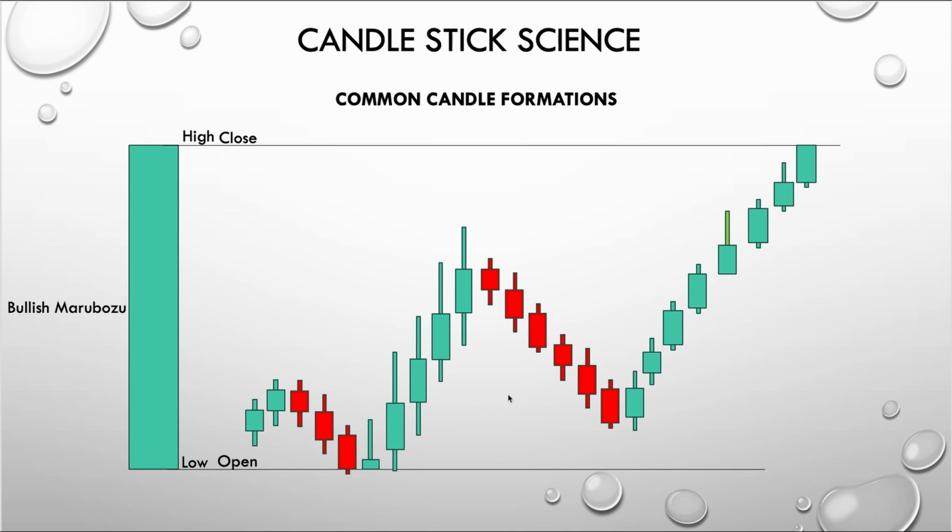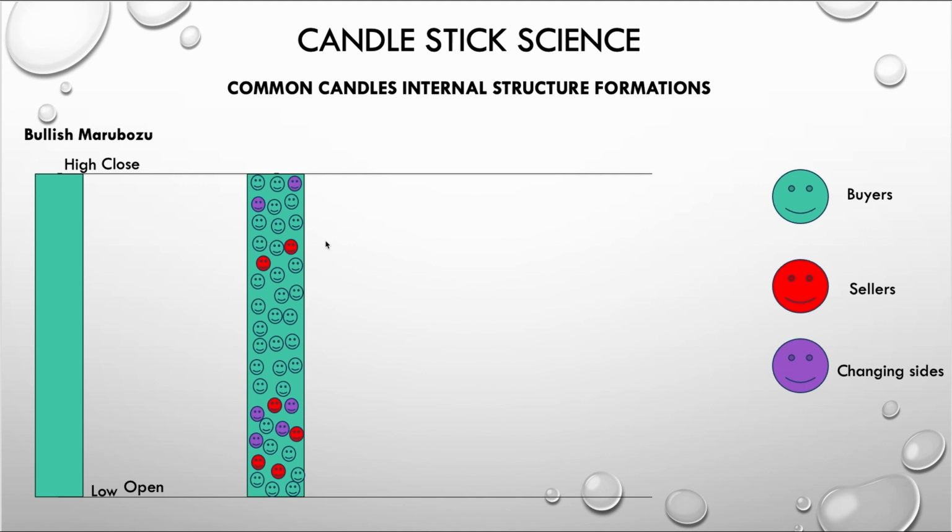So let's look at how that is represented. It is represented like this inside. Inside of it, we have very many buyers. These buyers do not even allow the sellers to create a wick at the bottom. The buyers are in charge all the way from the time the market opens to the time the market closes. Inside of this candle within the day, some sellers come into the market, but they are quickly overcome by the buyers and the market continues to go up.